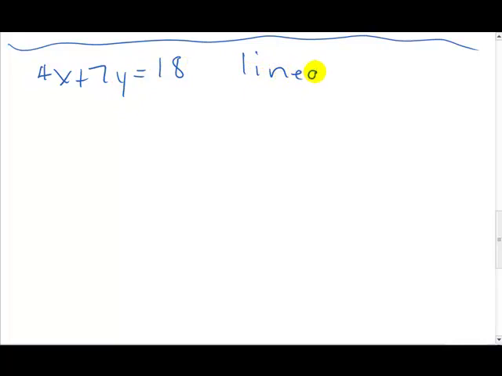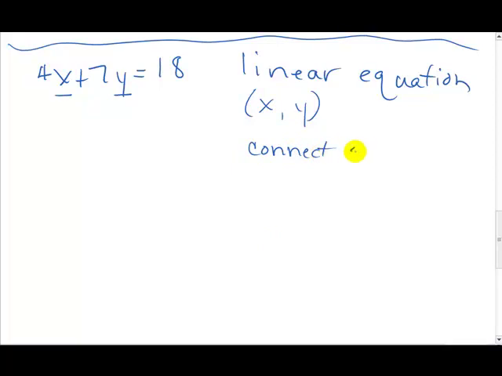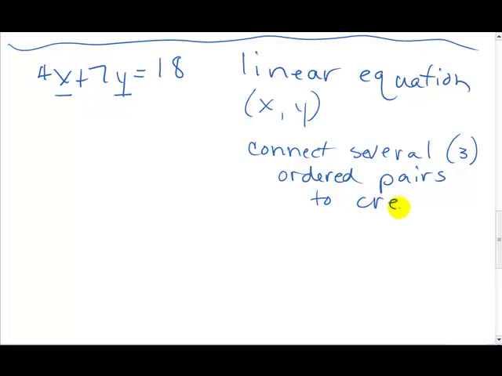This is called a linear equation. It has two variables, notice, an x and a y. That's where we get our ordered pairs from. And when we connect several ordered pairs, and really we're looking at, we want to connect three to create a line.